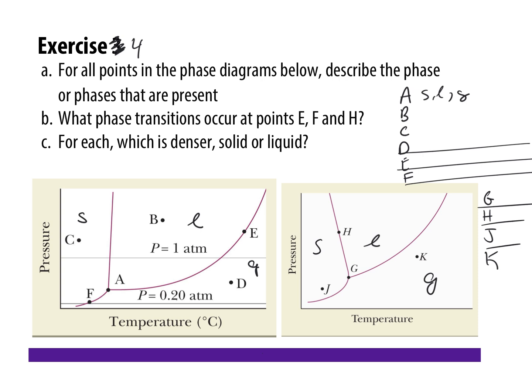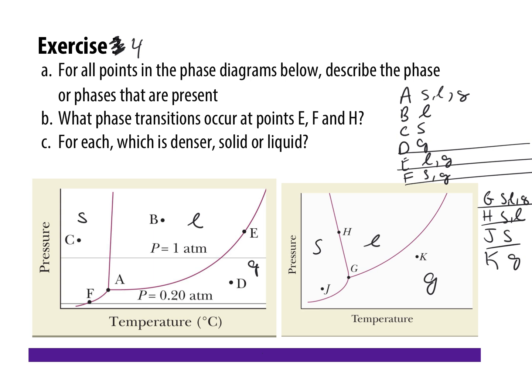B is right in the liquid phase, so that's liquid. C is in the solid phase. D is in the gas phase. E happens to be on the equilibrium line. So that's where we have an equilibrium between liquid and gas. So we could have liquid and gas or some combination present. F, if we look at it, is on the solid to gas equilibrium line down here. So this is going to be solid and gas. Going over to the other diagram, G again is the triple point, solid, liquid, and gas all present in equilibrium. H happens to be on the solid to gas equilibrium line. J is just in the solid, and K is in the gas.